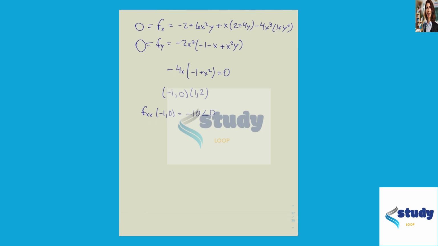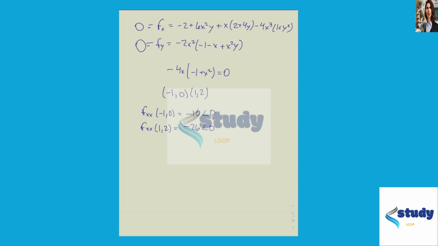So then we look at our second partial derivatives, and we end up getting that when we evaluate this at negative 1, 0, it's going to give us a negative 10, which is less than 0. Then we evaluate it at 1, 2. And when we evaluate it at 1, 2, we get negative 26, which is less than 0.